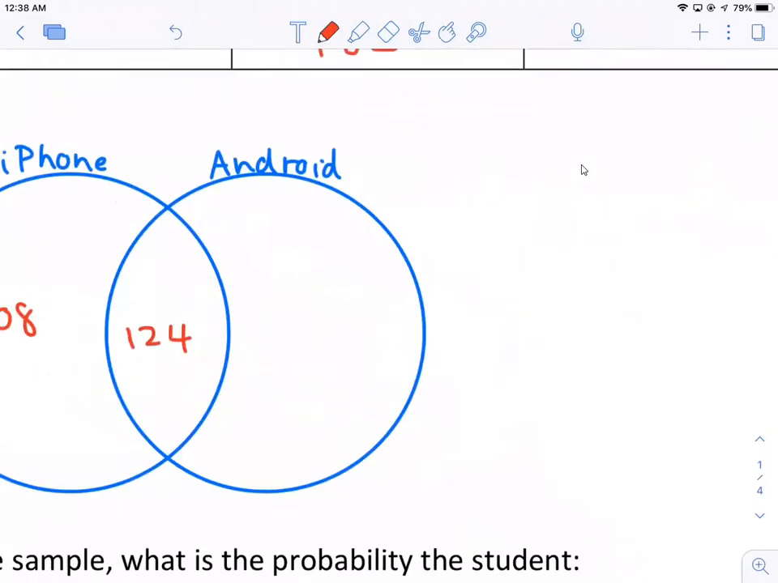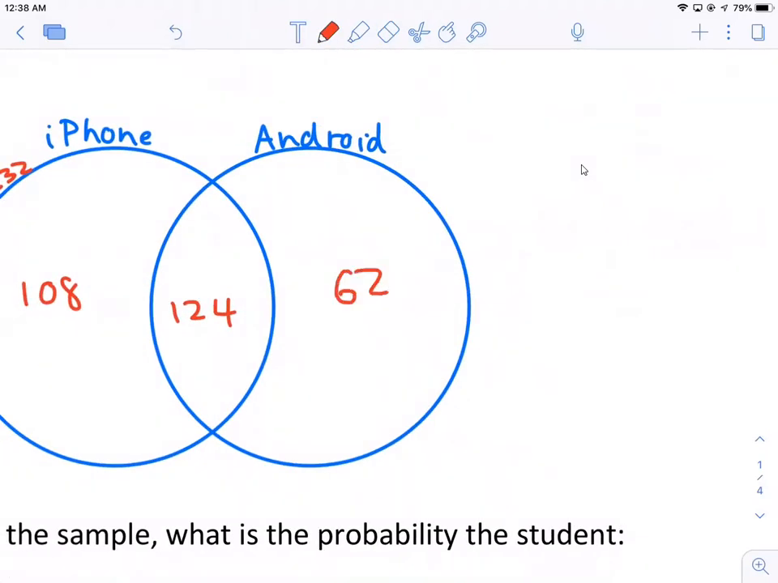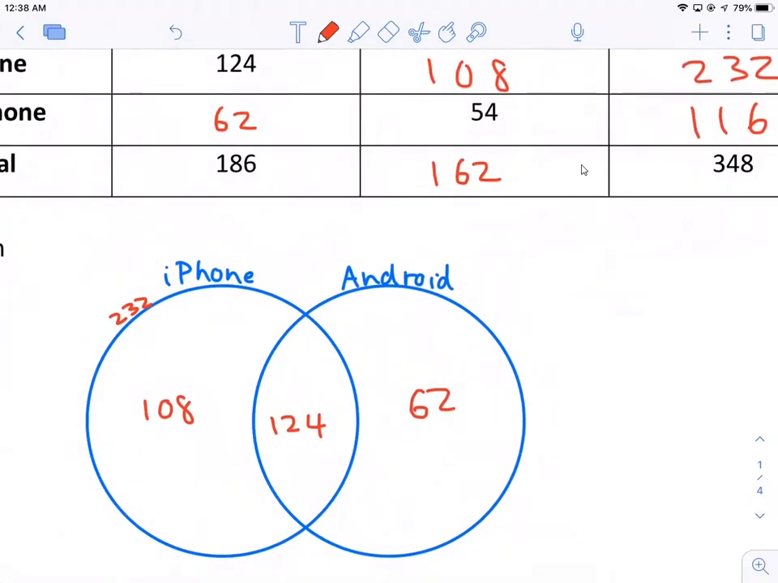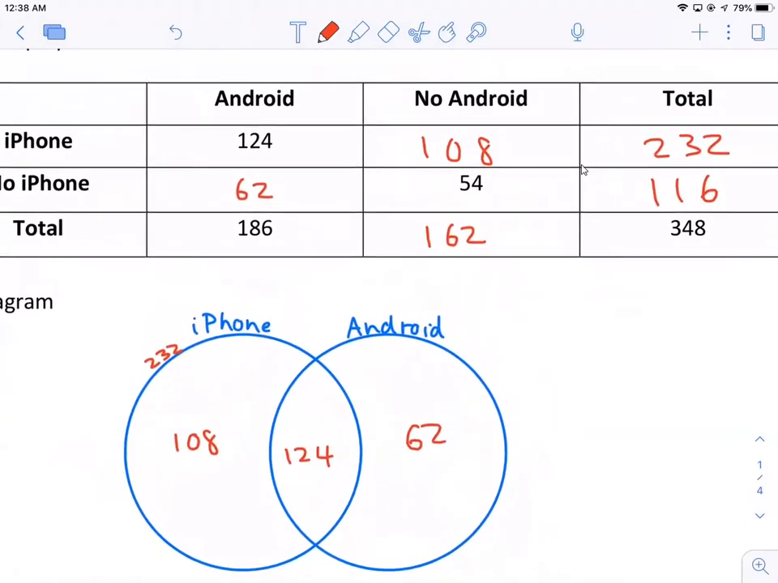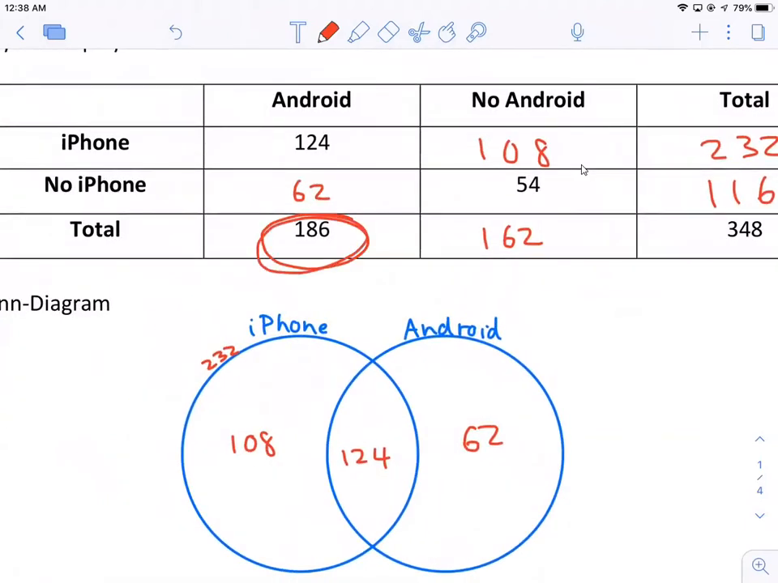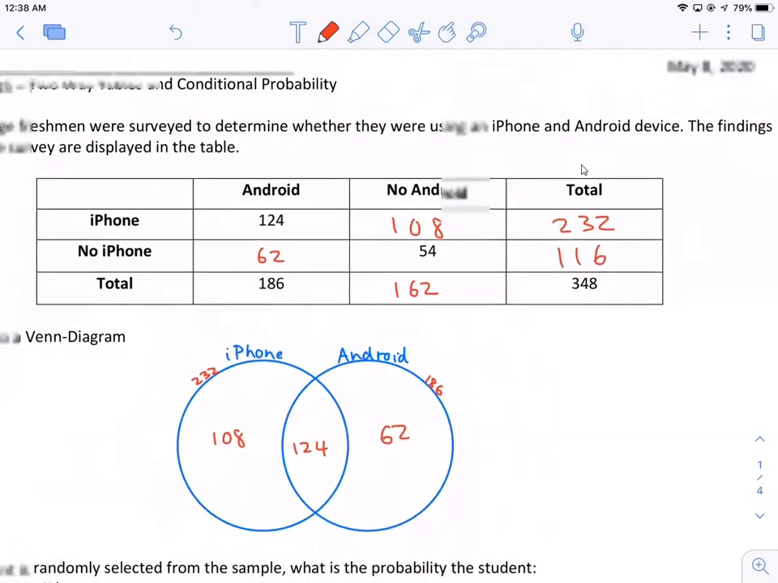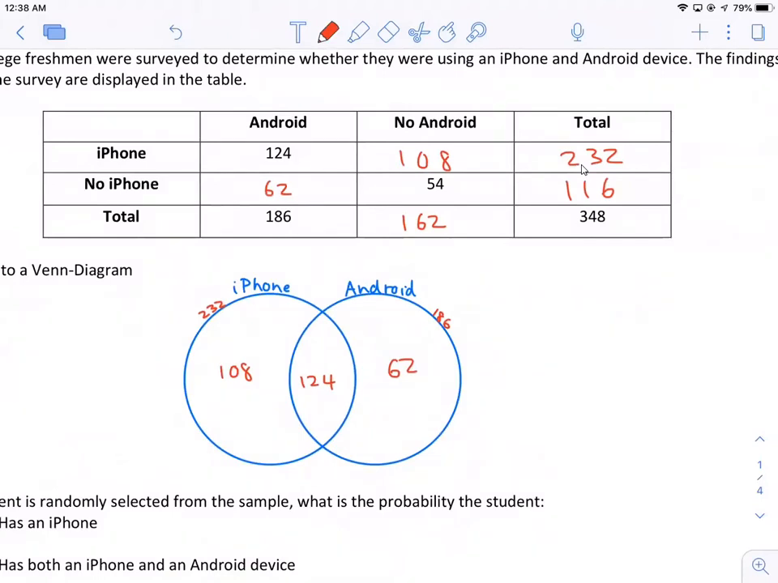Same thing here. You can just put a 62 here. And 62 plus 124 is going to give us our Android total. So we can put a little 186 over here if you want. And there we go. You probably think, all right, there's my Venn diagram.